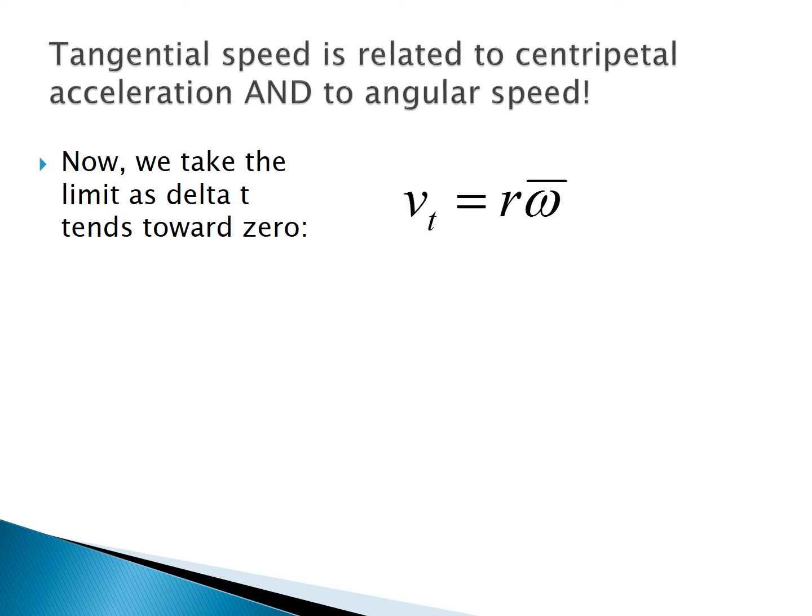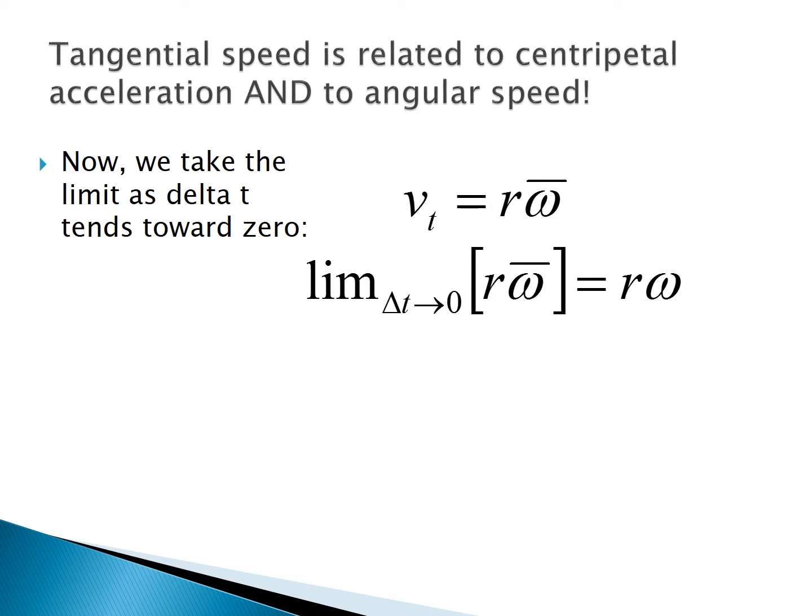And now all we need to do is take the limit as delta t goes to 0. And we get our final result, which says that tangential speed is equal to r times omega. So what we've done is we've related tangential speed to angular speed here.